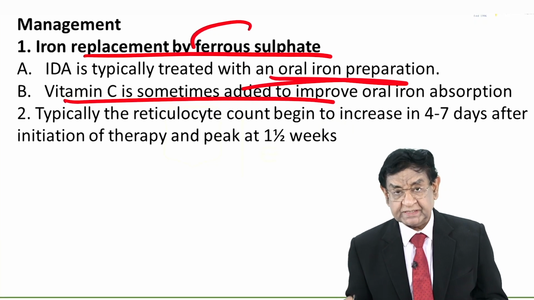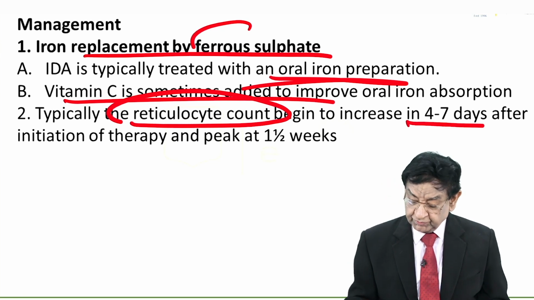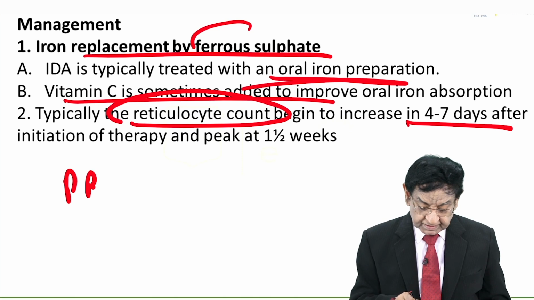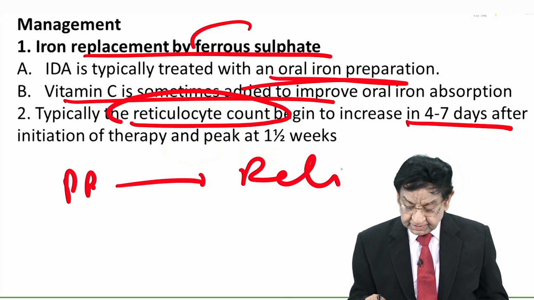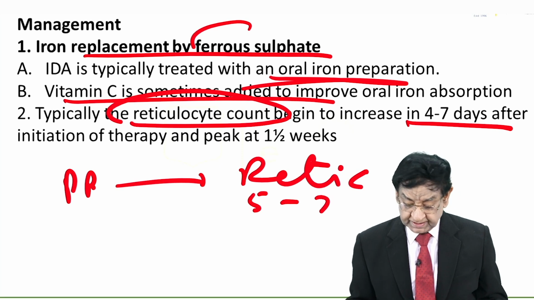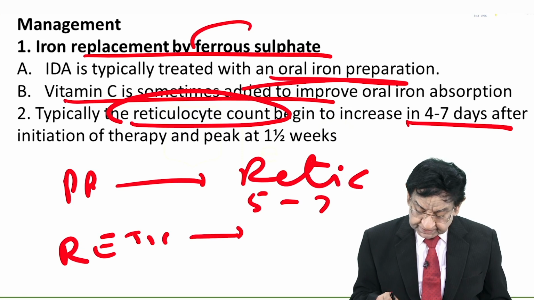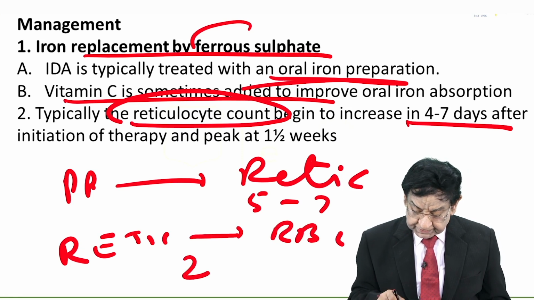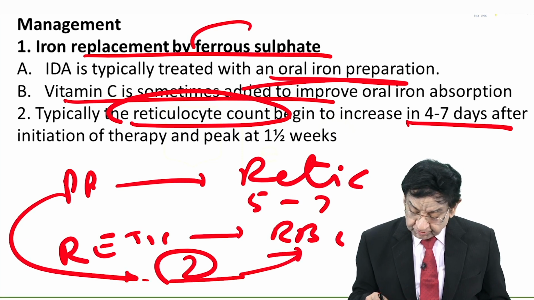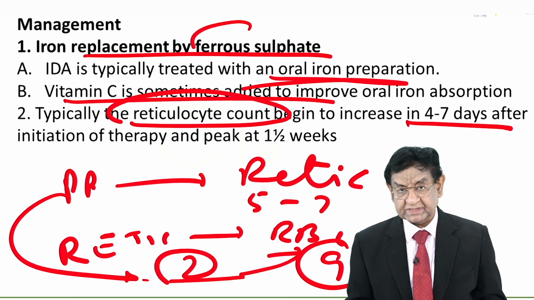How do you know the patient is improving? You have to go for a reticulocyte count, done 4 to 7 days after starting, because from pluripotent stem cell to retic count it takes about 5 to 7 days, or 4 to 7 days. And from retic to RBCs it takes about 2 days. That means from pluripotent stem cell to RBC the total is around 9 days. So only after 9 to 10 days will the Hb levels start rising.